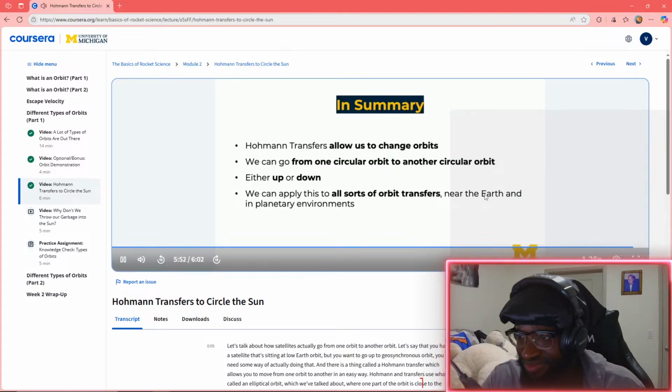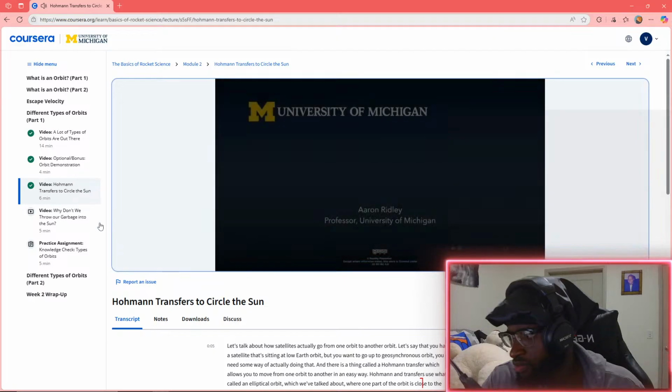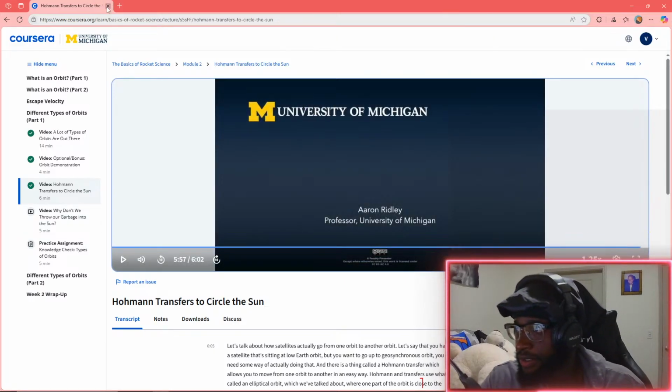Planetary environments. They all use this Hohmann transfer. Alright, I'm done with this for now.